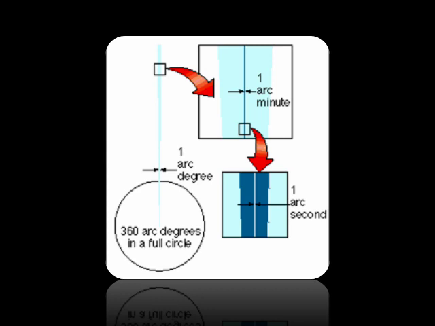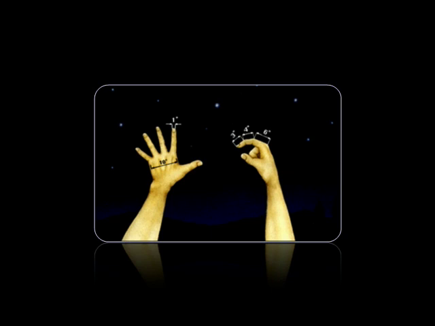So these very, very small angular measures are a natural consequence of the profusion and subtle motions of objects that we see in the sky, and so as we read about and study astronomy, we're likely to encounter measurements of arc degrees, arc minutes, and arc seconds.